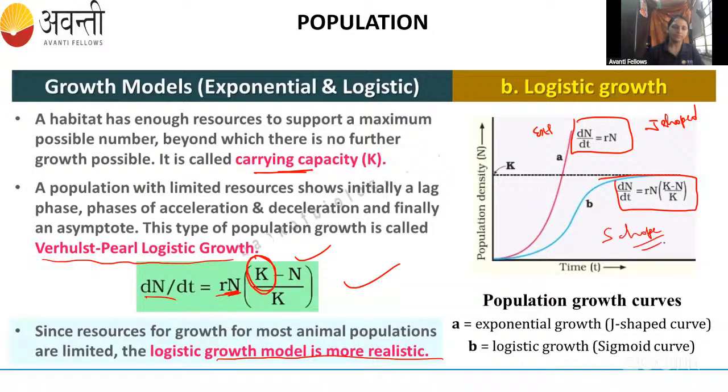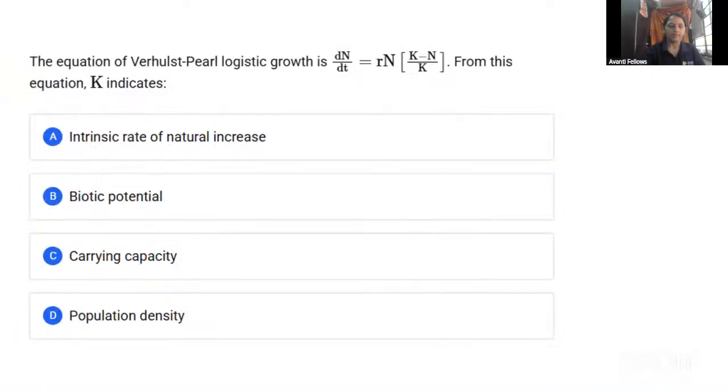Okay, fine. Then here is a question for you. The equation of Verhulst-Pearl logistic growth is dN/dt = rN (K minus N) divided by K. From this equation, K indicates what? K indicates what?